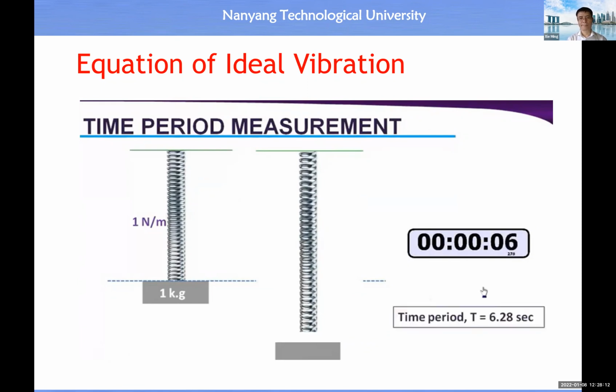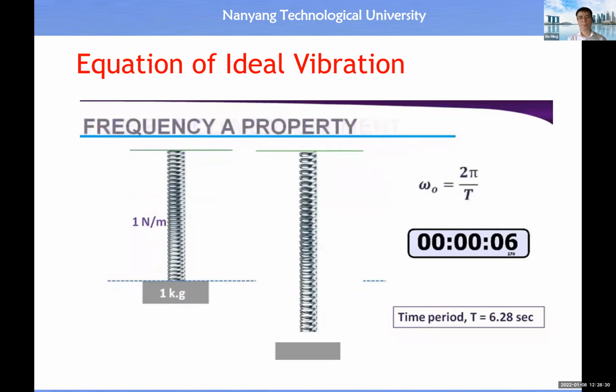So this is the finding of the day: time period doesn't change with the stretch of the spring. It remains the same for both cases. In the vibration world, we commonly use a term called angular frequency, omega, equal to 2 pi divided by time period. So experimentally, we have proved that frequency is a property of the system. It doesn't depend upon user input or initial condition. Now the big question: what's the reason for that? Why does the time period remain the same for both cases?